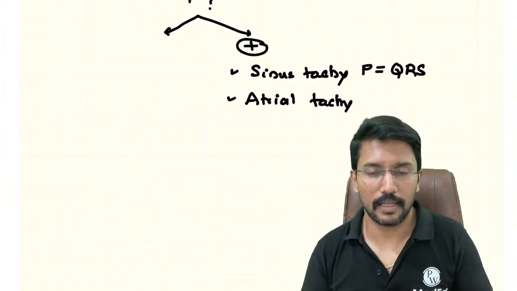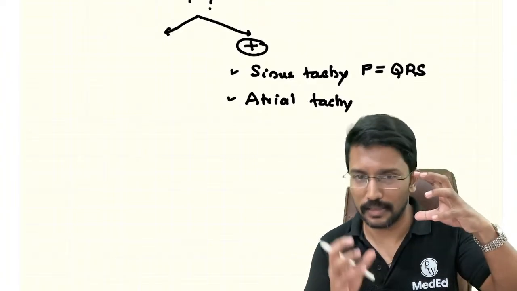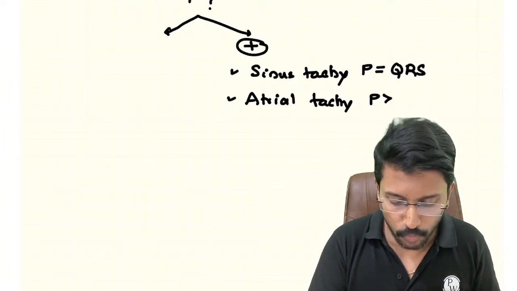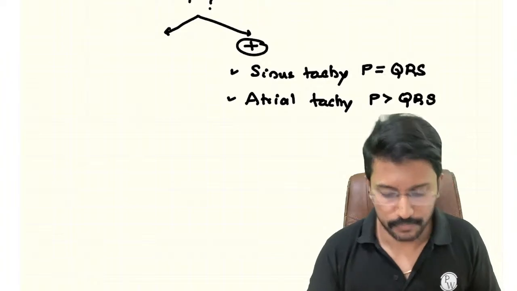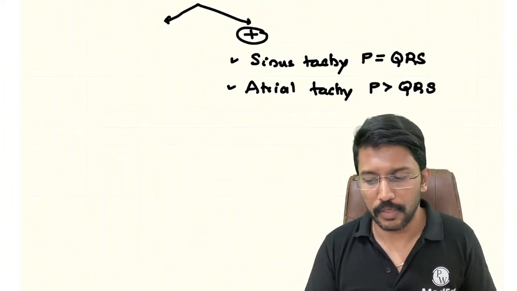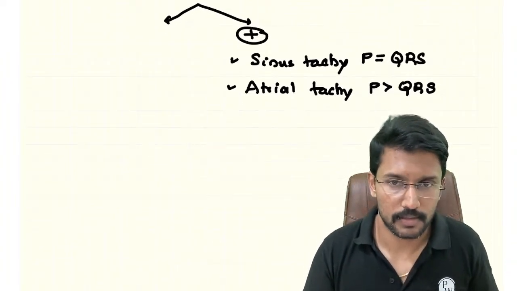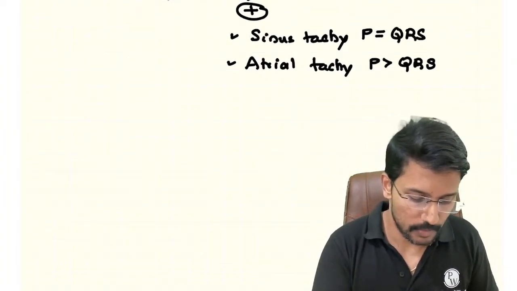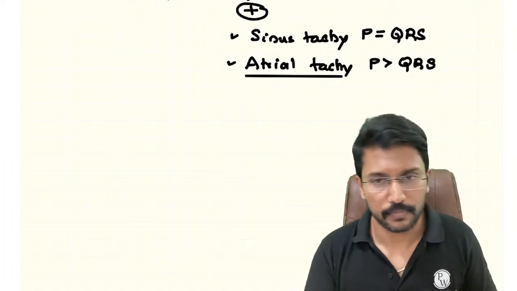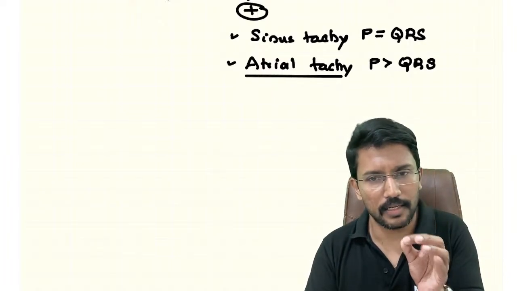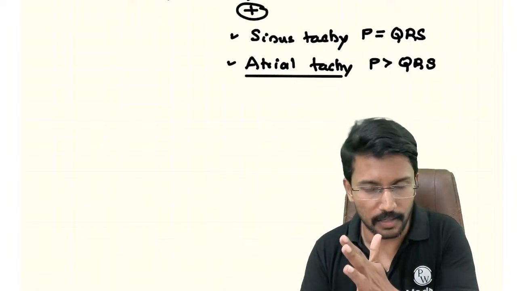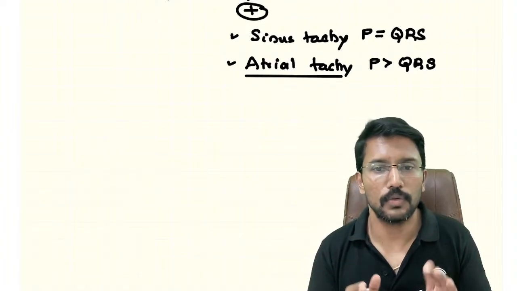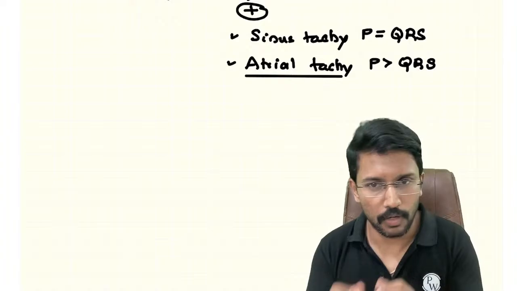But when you say atrial tachycardia, it means atrial rate is higher than the ventricular rate. So in atrial tachycardias, the number of P waves will be more than the QRS complexes. Clear? Okay. Now in atrial tachycardia, we have subtypes. One subtype is focal atrial tachycardia, where some focus in the atrium is becoming a pacemaker and starting the tachycardia. In that case, you will have same looking P waves. They won't ask you focal atrial tachycardia at the FMGE or NEET PG level.